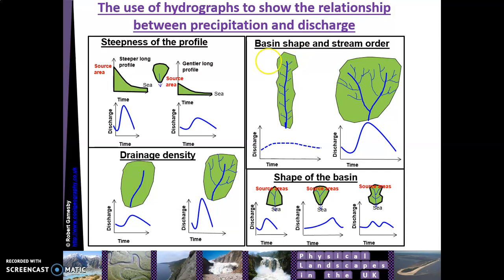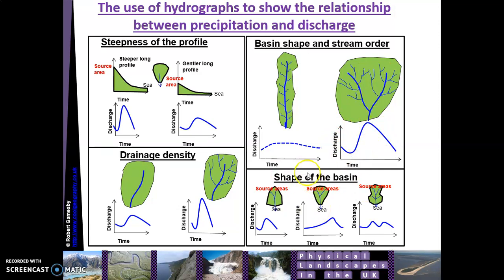in the main rivers. So if the drainage basin is really long and thin, well, it's going to take a long time for the water to actually reach its final destination down here. And so the discharge curve will be quite flat. But if you've got lots and lots and lots of rivers joining, it means you've got more water, and therefore the discharge curve will be steeper.